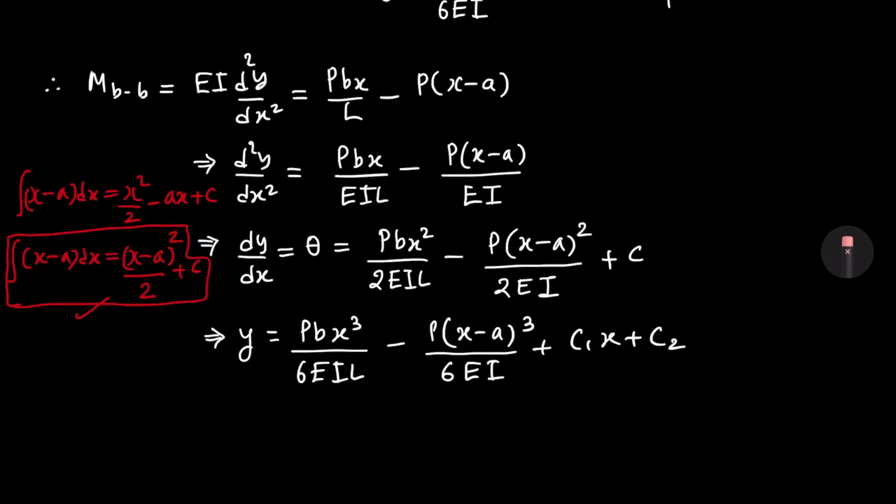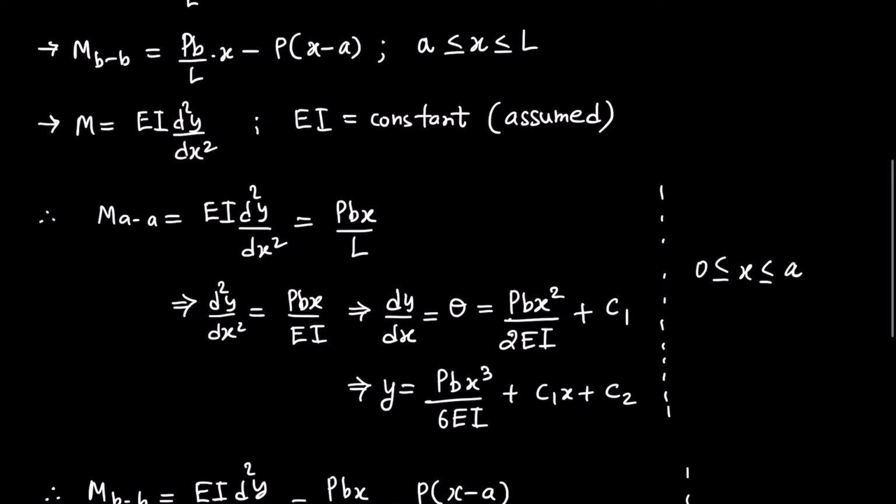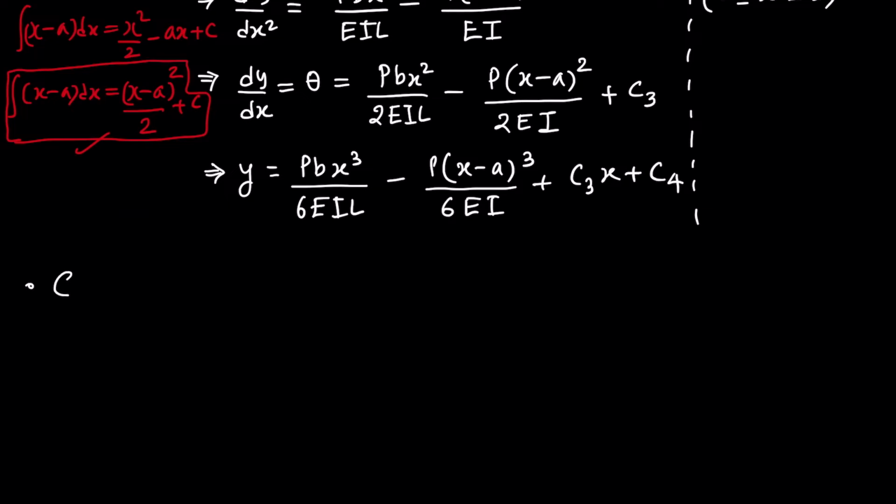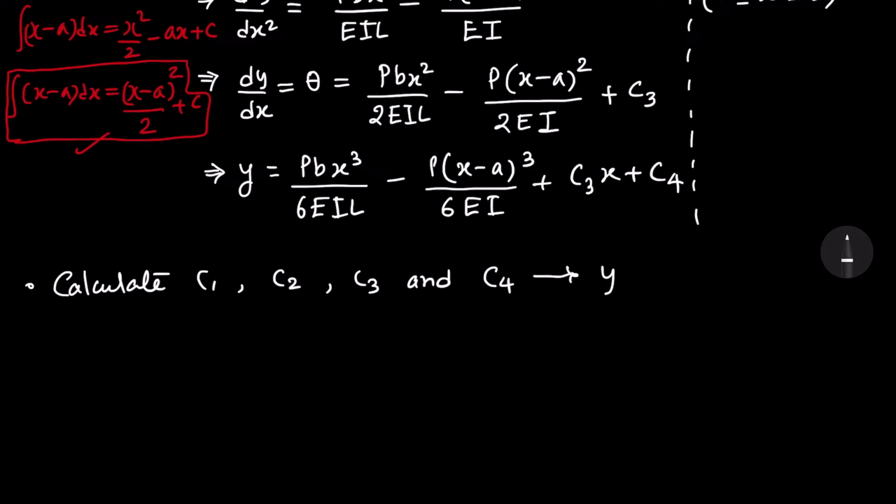Okay, one thing we can do: we have already considered C1 and C2, so this is C3, and let us say this is C4. This is valid for x = a to x = L, so we have to keep in mind both the terms. Now our main motto is to calculate the constants C1, C2, C3 and C4. If we are able to calculate these constants, we have obtained the equations of slope and deflection.